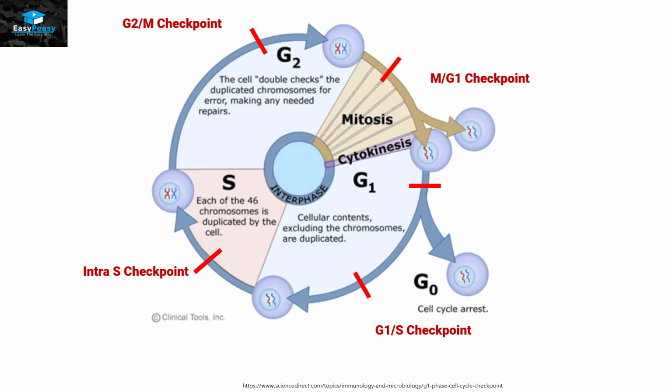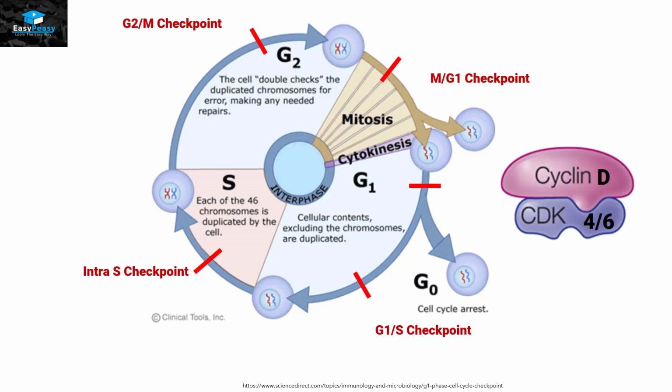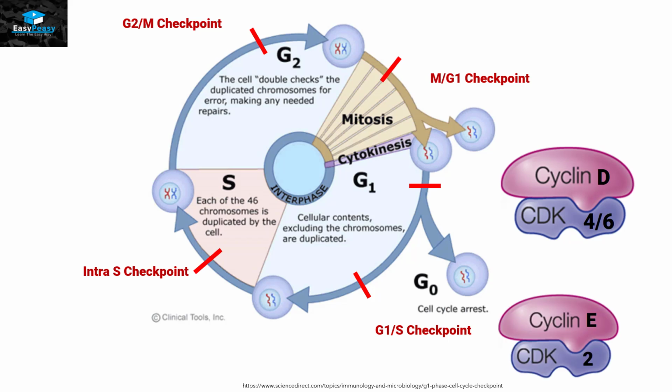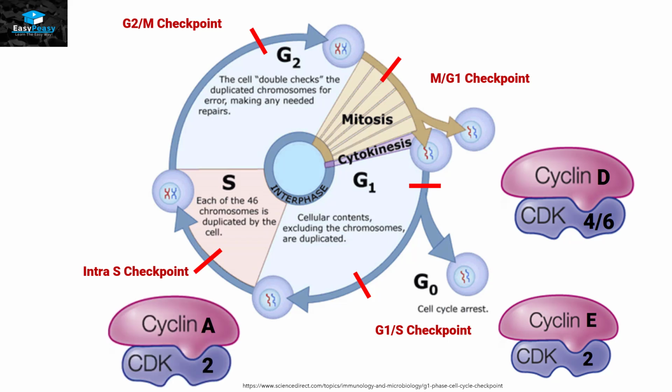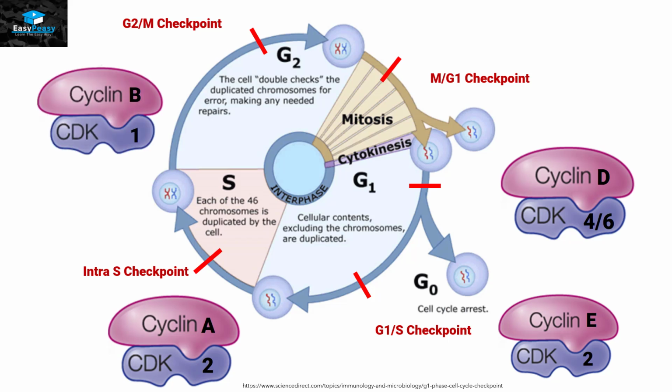So for the M/G1 checkpoint, we have cyclin D protein attached with CDK4 or CDK6. The G1/S checkpoint is regulated by cyclin E protein with CDK2. The intra-S checkpoint is regulated by cyclin A protein with CDK2. And last but not least, the G2/M checkpoint is regulated by cyclin B protein with CDK1. That's how the cell is regulated at each and every step.